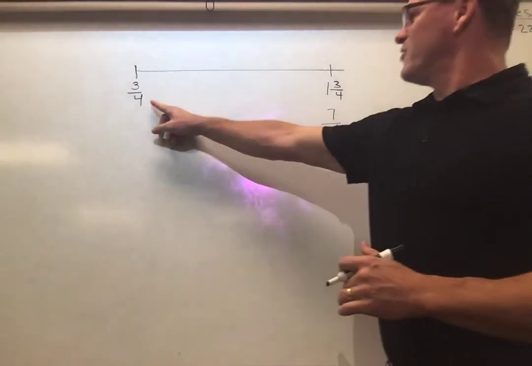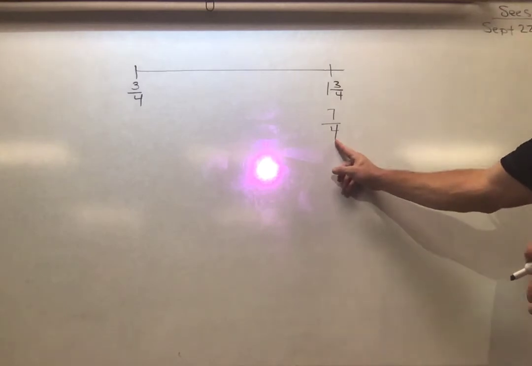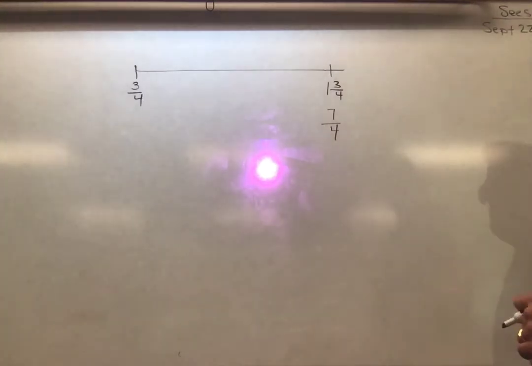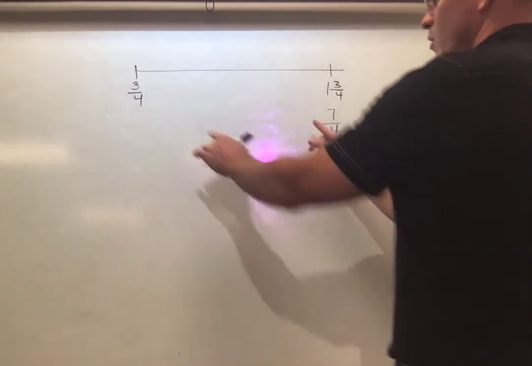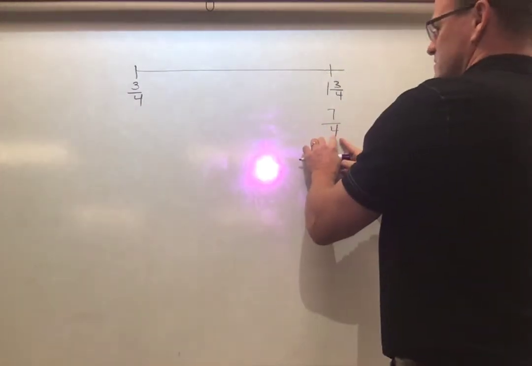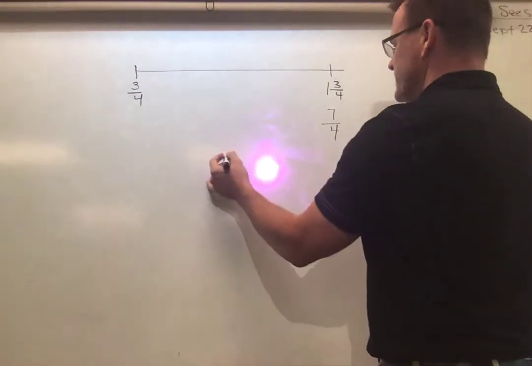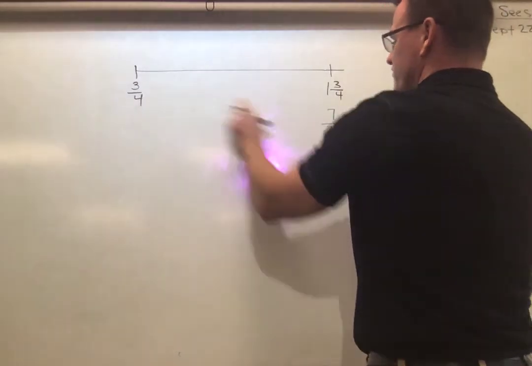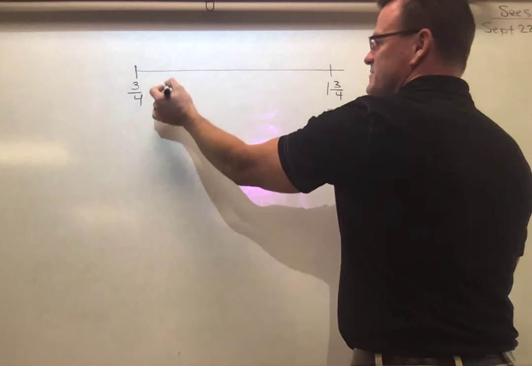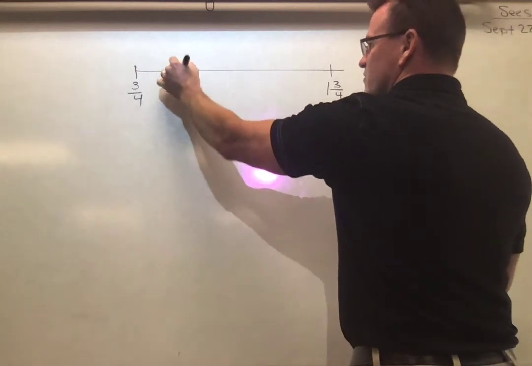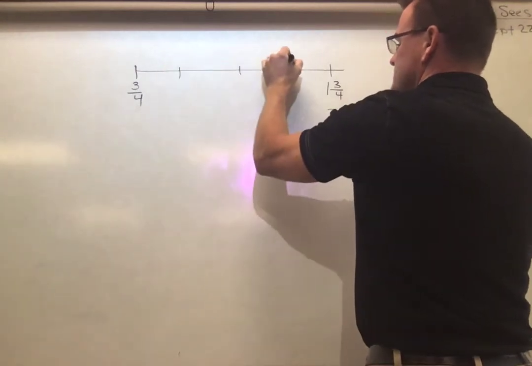Because I have 3/4 here and 7/4 here, I can now zoom in and know what comes between 3/4 and 7/4. Well, I know 4/4, 5/4, 6/4. So there's 3 of them that come in between 3/4 and 7/4. So I'm going to try and space that out. This would be like 4/4, 5/4, 6/4.